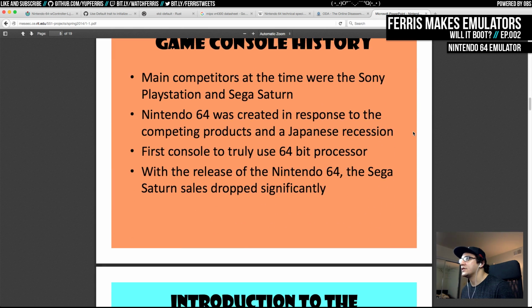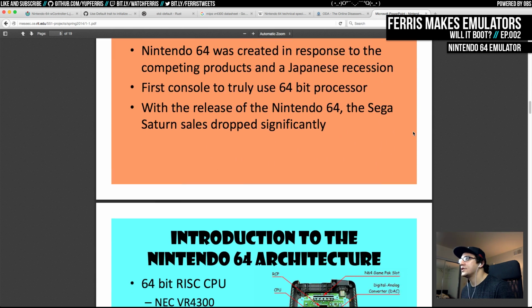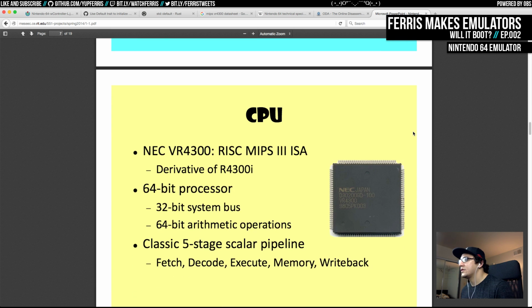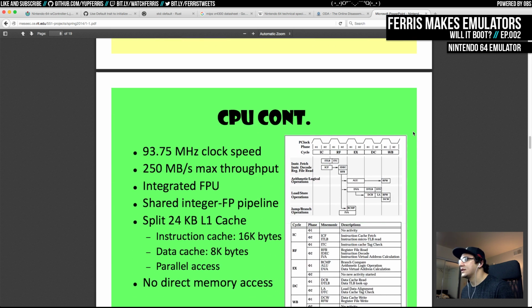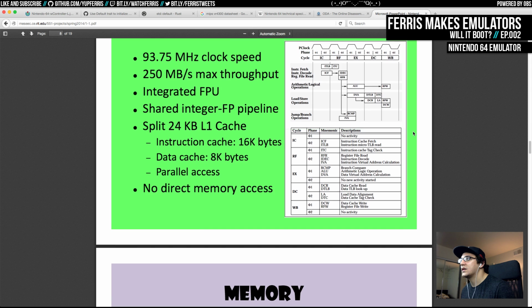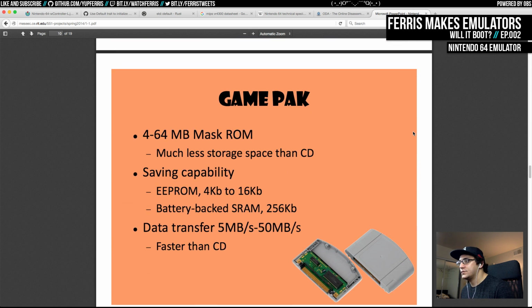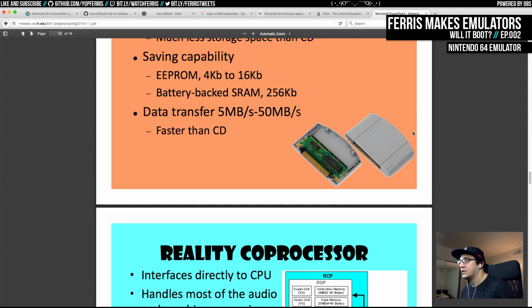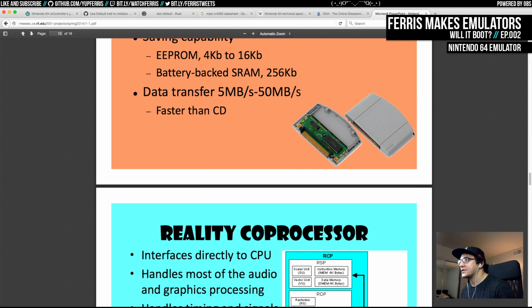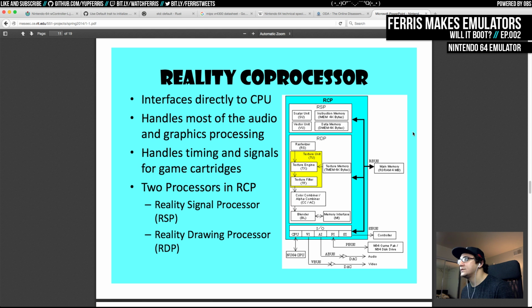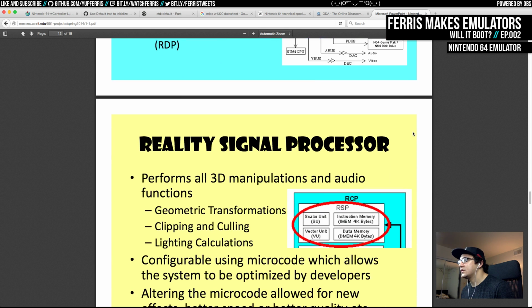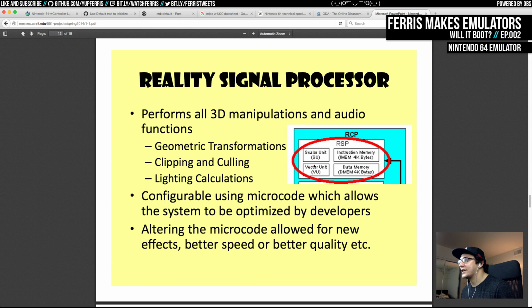It's actually a fun little thing we had here. Kind of want to just scroll through this and see how deep this goes, because this might be very useful to us. Data transfer is a lot faster than CD. That's true. It was also a lot smaller. RCP. Definitely recognize these diagrams.